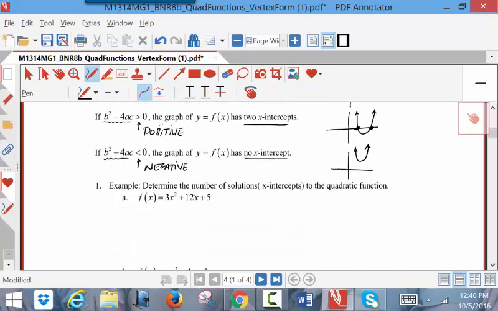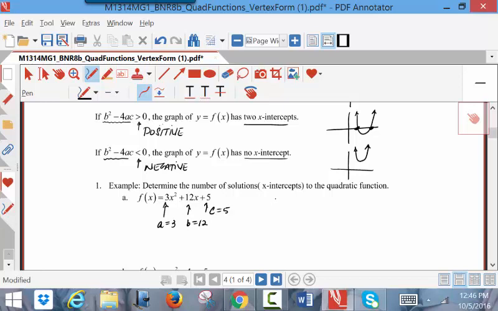Here's the kind of question. Determine the number of solutions or x-intercepts that this quadratic function has. So without graphing it, without finding the x-intercepts, we're just going to say it's either none, 1, or 2. To get that answer, we say, okay, I'm supposed to do this b squared minus 4ac thing. What is a, b, and c? When you have this equation in standard form, the 3 is your value of a, the 12 is your value for b, and the 5 is your value of c.